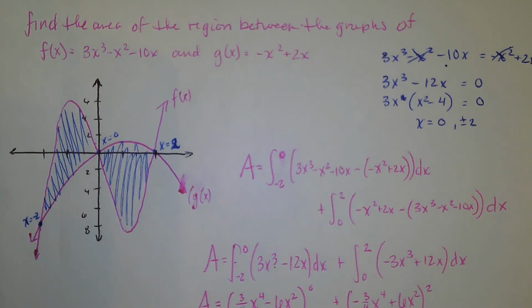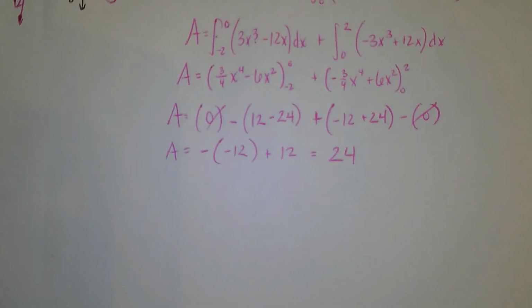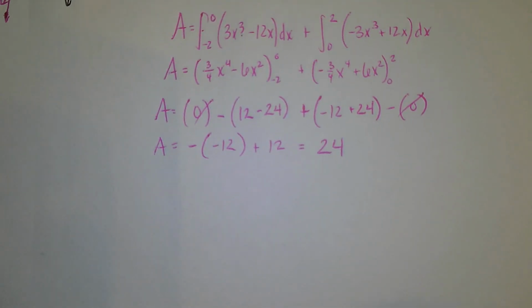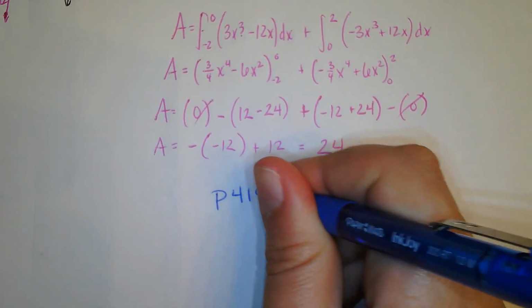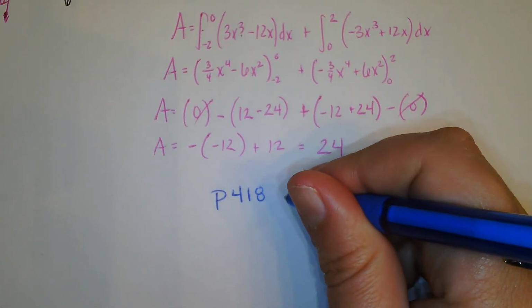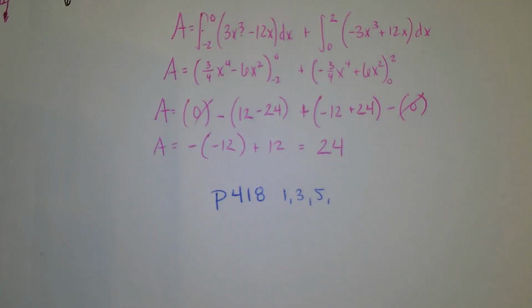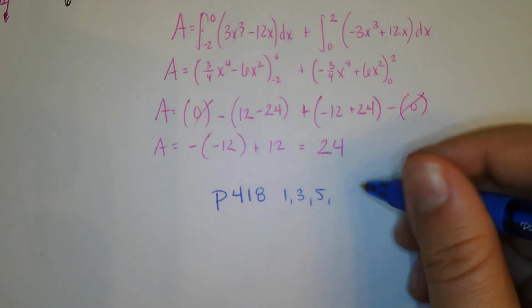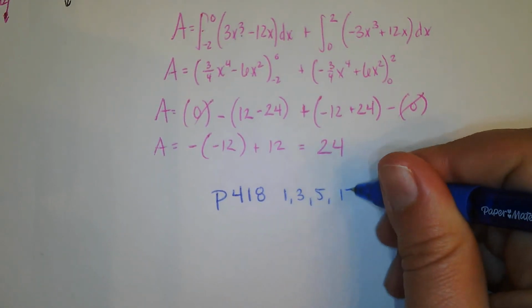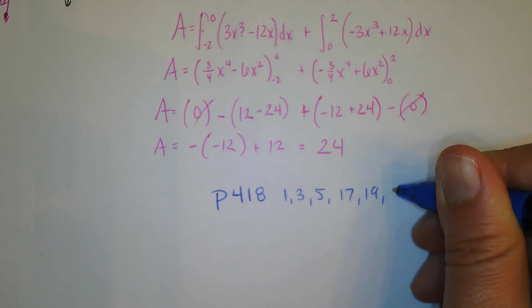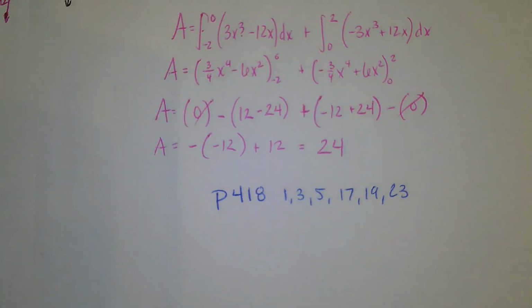All right, so the problems I would like you to try are on page 418. Let me slide down. So page 418. 1, 3, and 5. You just have to set them up. Don't solve anything. Just write it out how you would solve it. And then these 3 you're going to solve, and that would be 17, 19, and 23. Try out those 6 and then send them in to me.